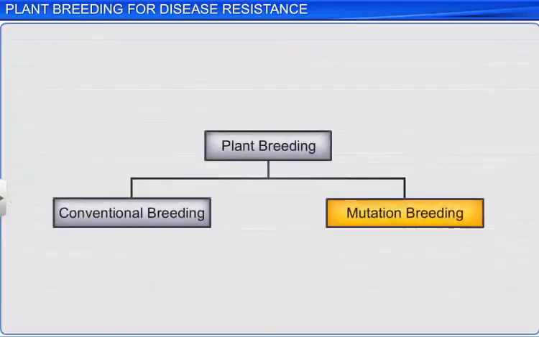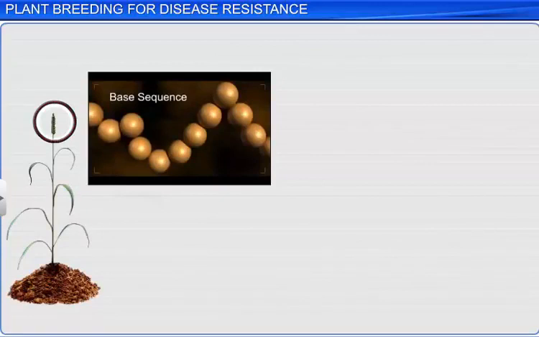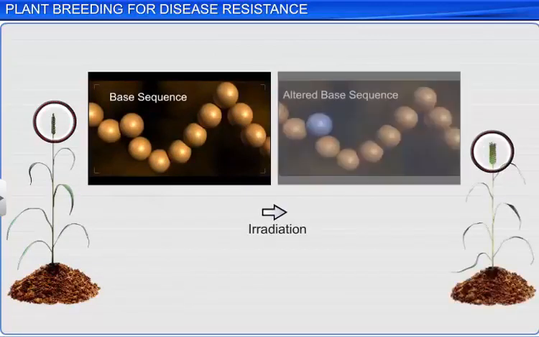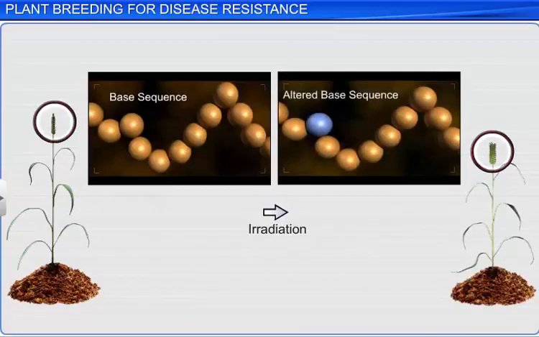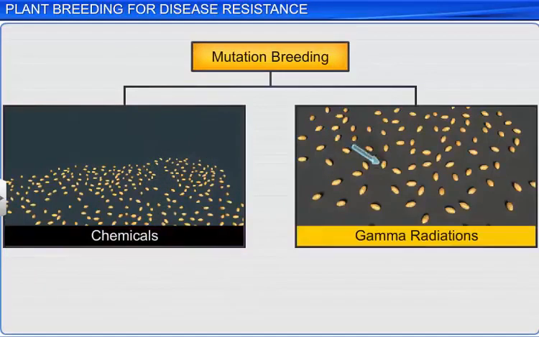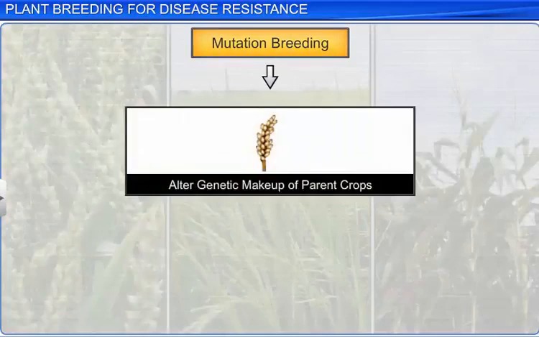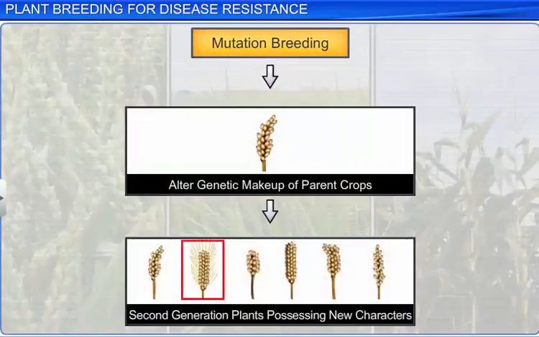As a result, another plant breeding technique called mutation breeding is widely employed. Mutation causes changes in the base sequence within genes, resulting in a new character not found in the parental type and results in genetic variations. Mutation breeding involves the use of chemicals or gamma radiations to induce alterations in the genetic makeup of crops. The second generation of mutation-induced crops possess new characters that are absent in their parents.